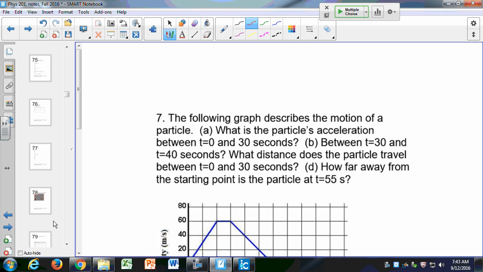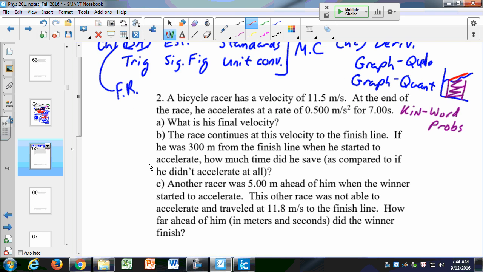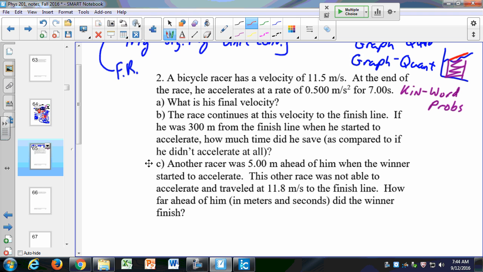Let's look at these other supplemental problems. This one's kind of long, and if you saw something like it on the test, it would probably be stripped down. It wouldn't have as many parts, but it's a fine problem otherwise. It says a bicycle racer has a velocity of 11.5 meters per second. At the end of the race, he accelerates at a rate of 0.5 meters per second squared for 7 seconds.